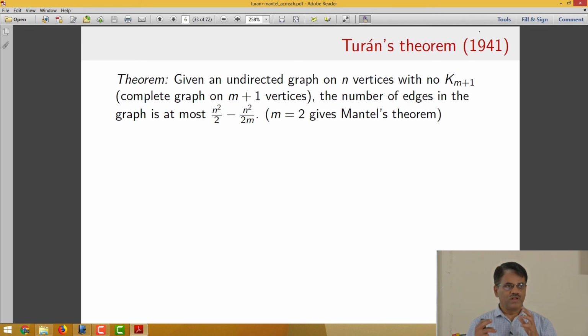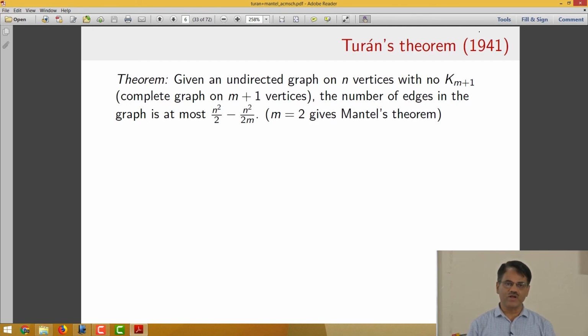Now, can you think of the construction? I mean, you all said, oh, if you don't have a triangle, a complete bipartite graph is one graph that achieves it. If I don't have a clique on m plus 1 vertices, what sort of a graph? Well, I've given a hint here, right? M equal to 2 actually gives Mantel's theorem, because number of edges in a graph with no K3, which is a triangle. So, if you want to generalize complete bipartite graph, complete m-partite graph, right. So, take m independent sets and draw all edges between them, right.